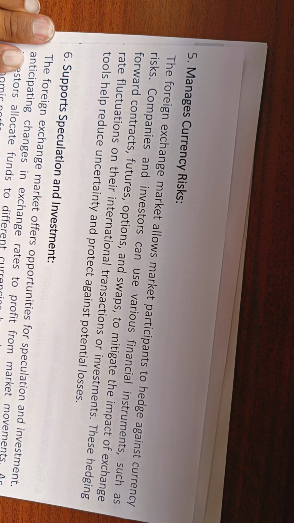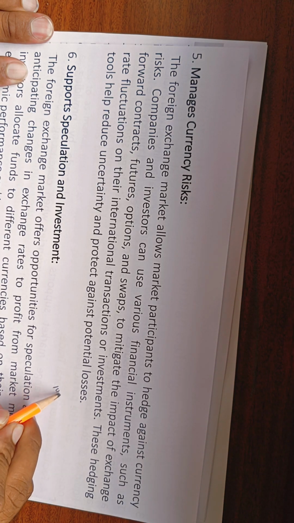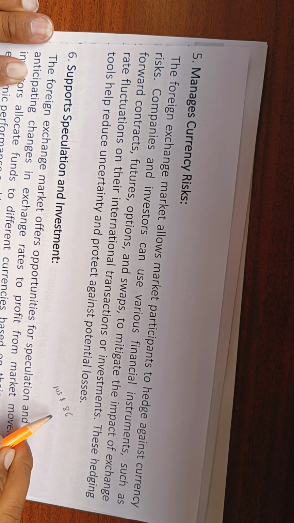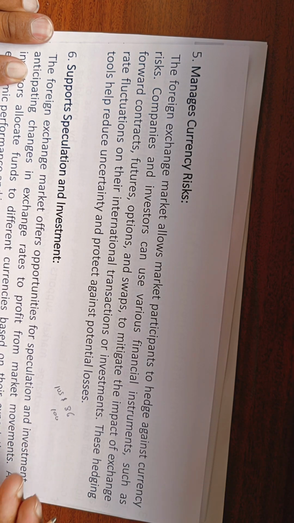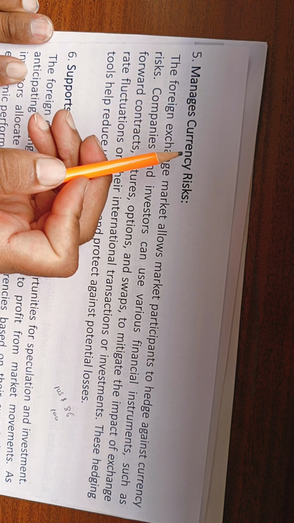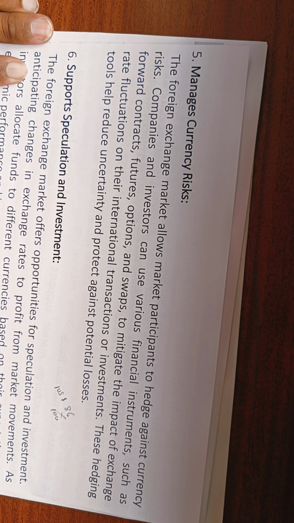Next is manages currency risk. The currency risk is nothing but, take for example, as I told, today the US dollar is 1 US dollar equals 86 rupees. Tomorrow it may go to 100, or it may go to 200, like that. It may move, but it manages the currency risk. The foreign exchange market is such a market that manages currency risk. This kind of movement it will not provide.